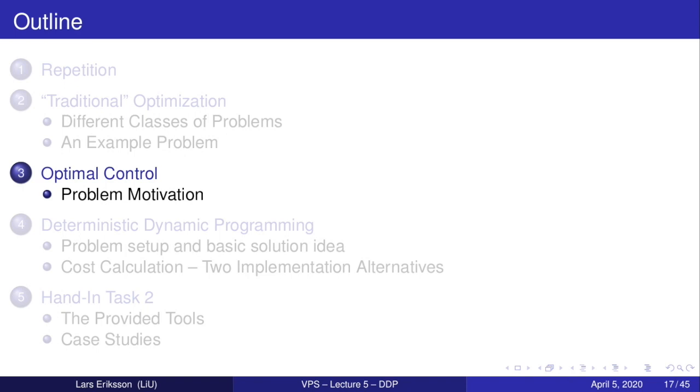Now we will start looking into optimal control and later into deterministic dynamic programming. Then we'll take a second break and continue with the hand-in assignment and some more details and also some fun animations of how optimal control problems are solved numerically with the help of the toolbox that you get from this course.